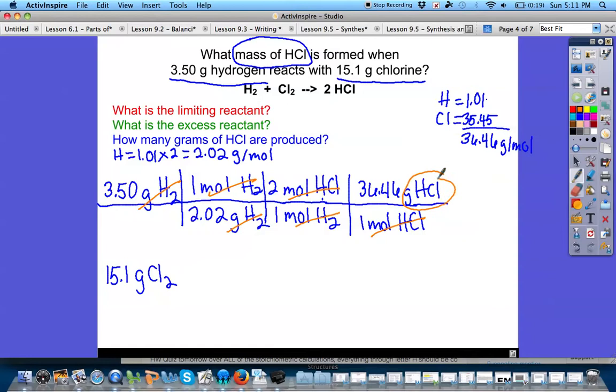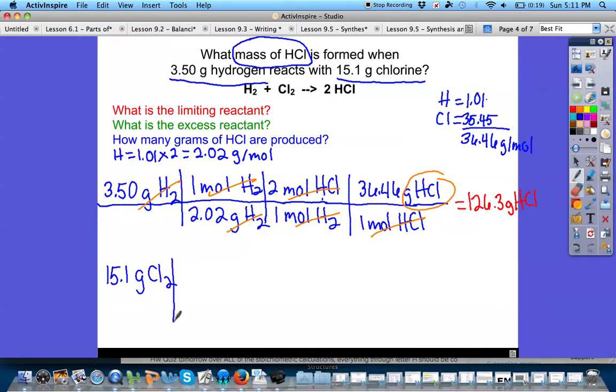They do, so we're going to be left with grams of HCl. So we're going to take 3.50 times 2 times 36.46, divide that by 2.02, and you should get 126.3 grams of HCl.